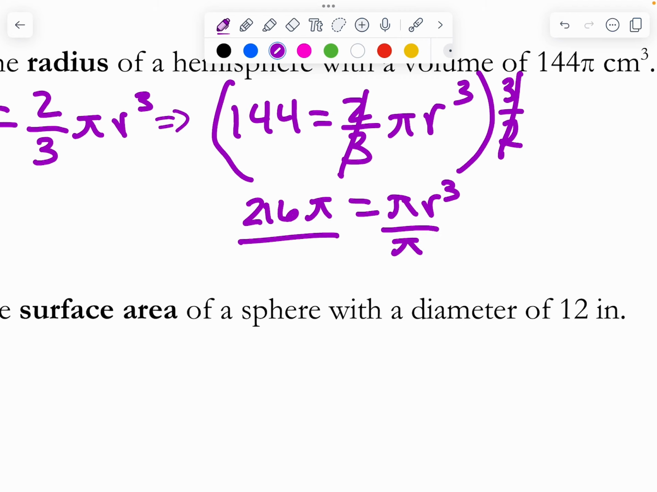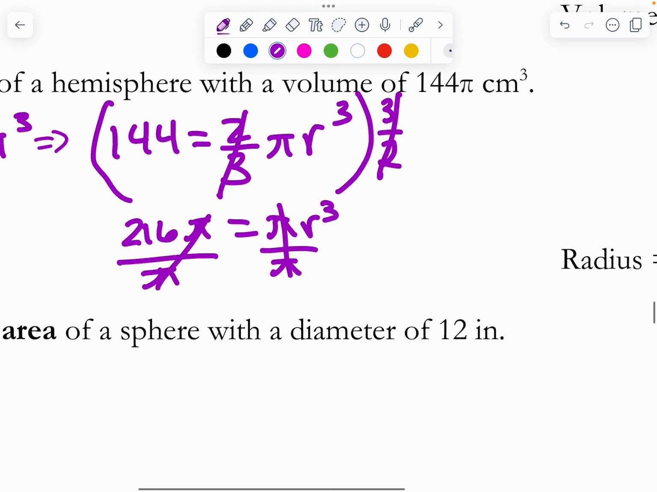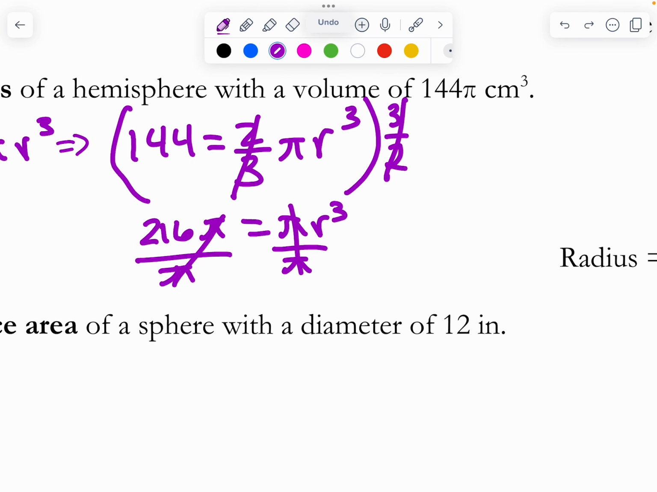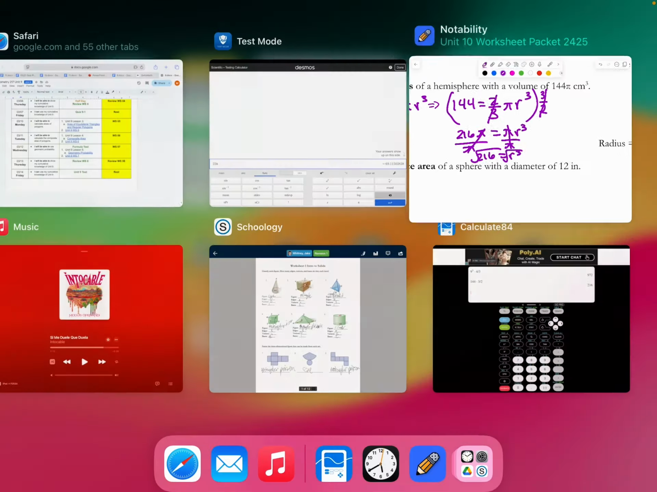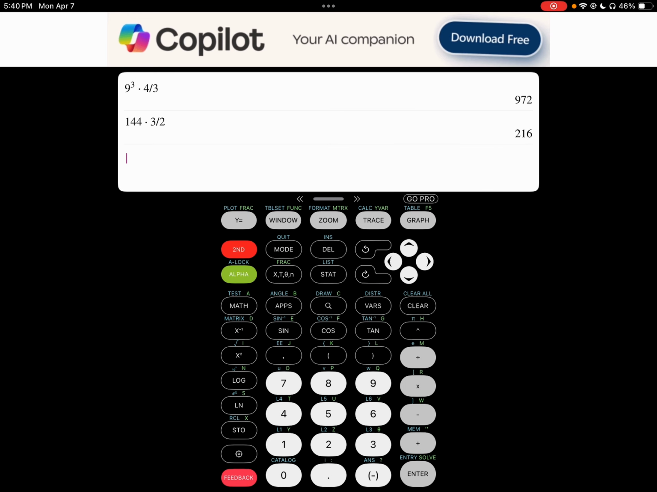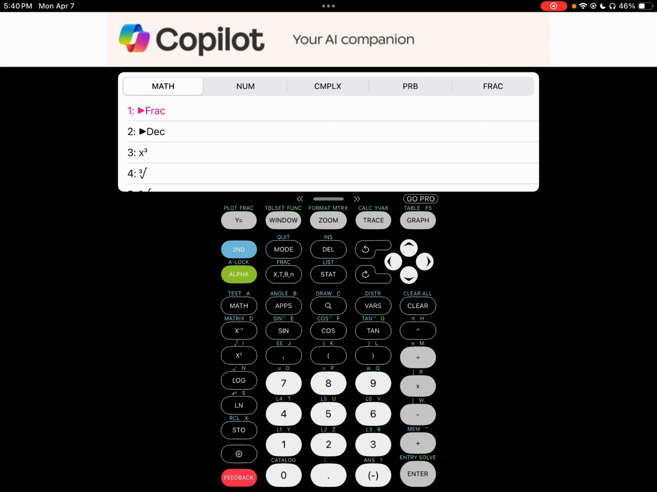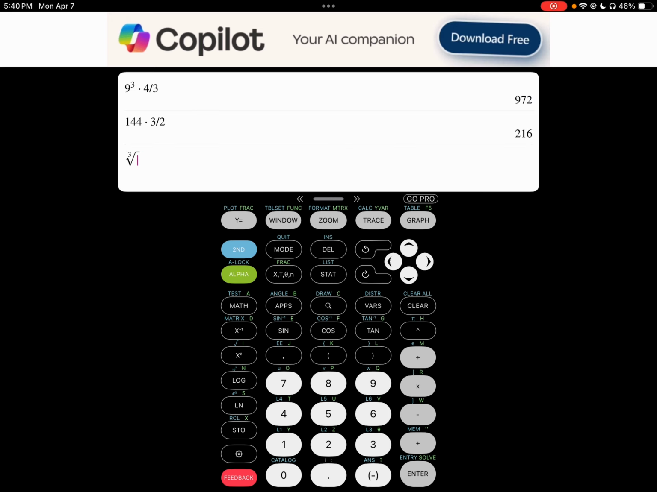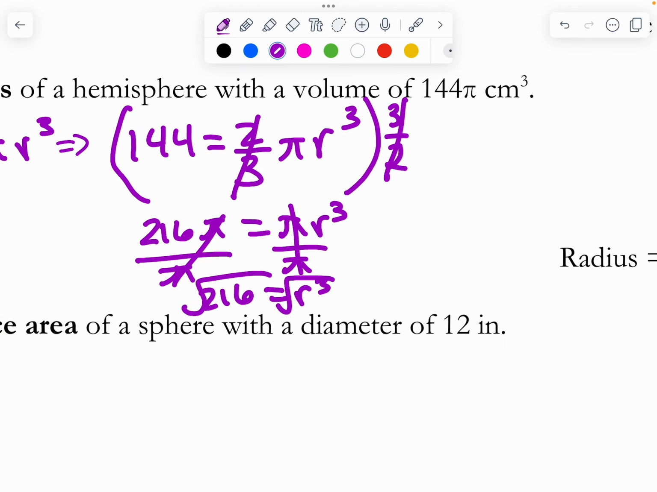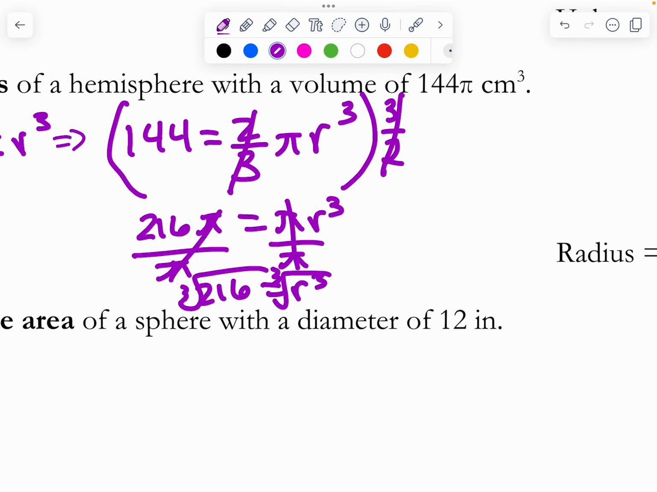We just divide by pi to get 216 is equal to r cubed. Take the cube root of 216, and we get 6. So right, we're taking the cube root. So the radius is equal to 6.